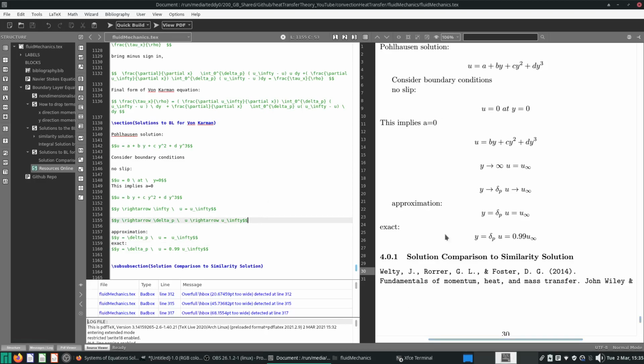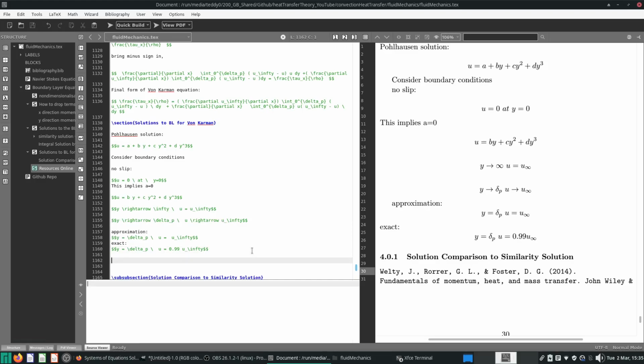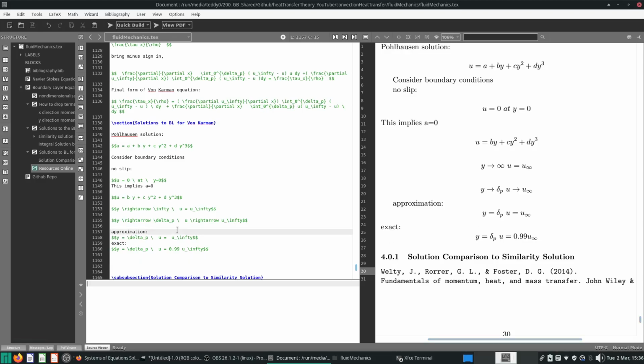Yeah, though for simplicity's sake, these make nicer round numbers, to be honest. When y equals delta p, u equals u infinity, that makes a very nice round number for what we're doing. And that's how it was originally done. So we'll just take this velocity profile, no problem. What else can we say?